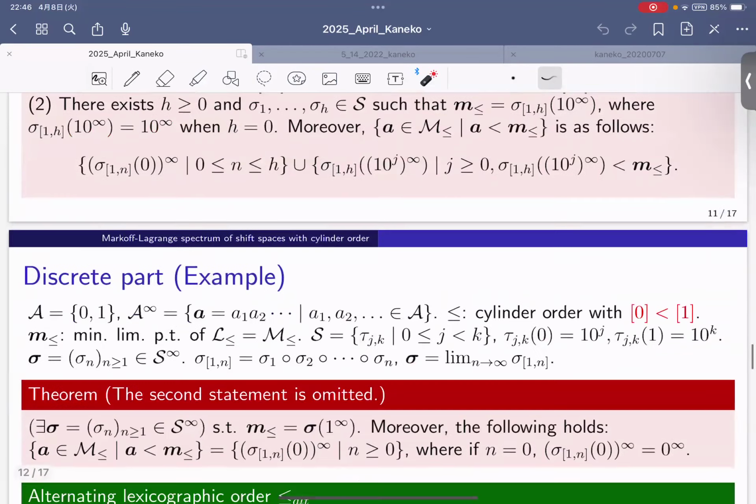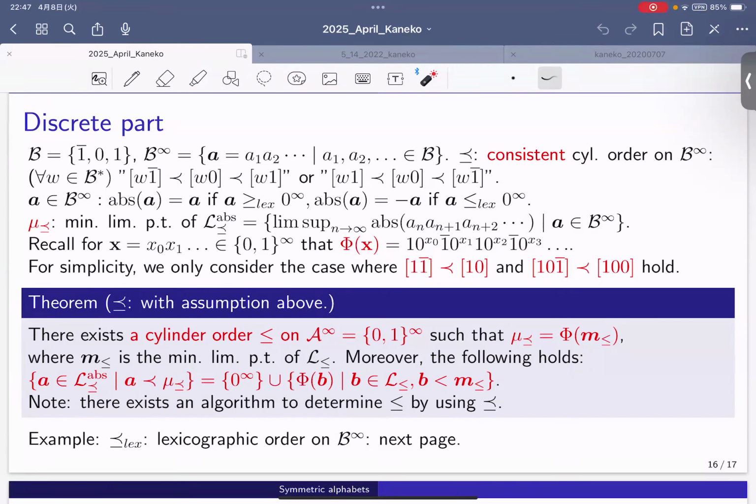So we recall that for any sequence x0, x1, from 0, 1, infinite, phi x is defined by this. And so for a general cylinder order, so this is a consistent cylinder order. And the conclusion is that the minimal limit point of this set is written in terms of the map of M.